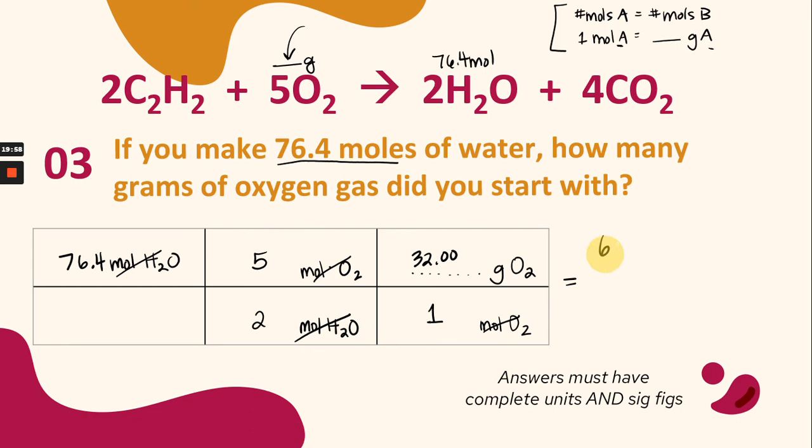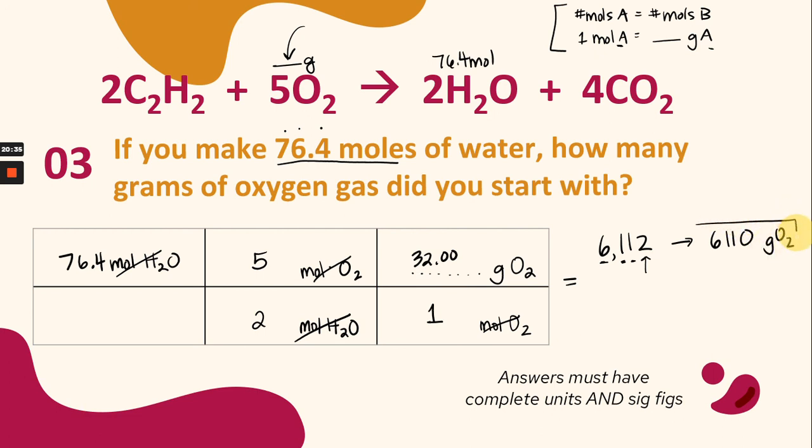I'm going to write down my answer from the calculator. Okay, it gave me 6,112. I need sig figs though. My sig figs are 1, 2, 3. So that means it's going to be 6,110-ish. Again, we look to the neighbor to decide, is it closer to 110 or closer to 120? Well, it's closer to 110. So I'm going to say 6,110, no decimal, grams of oxygen.